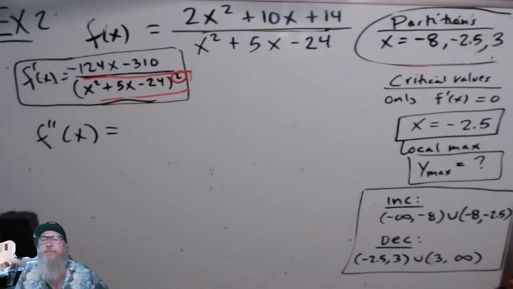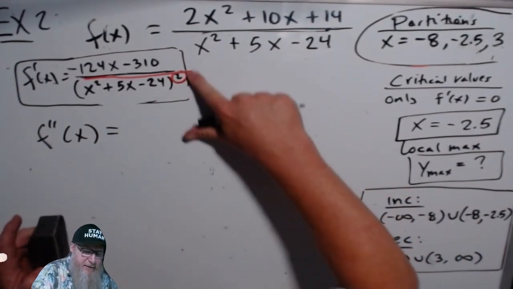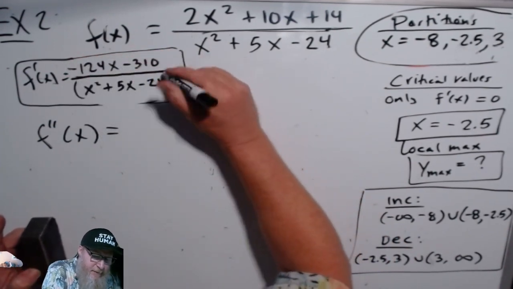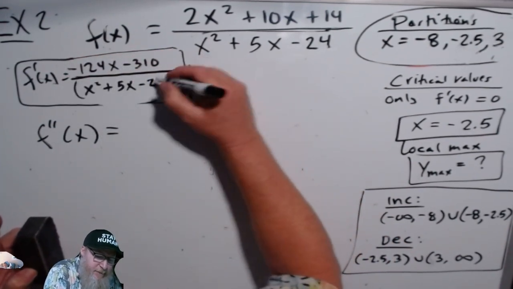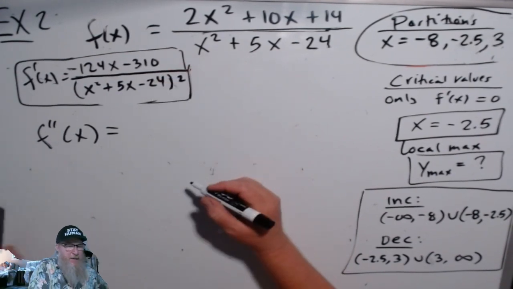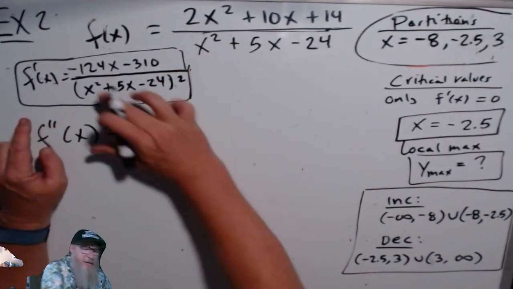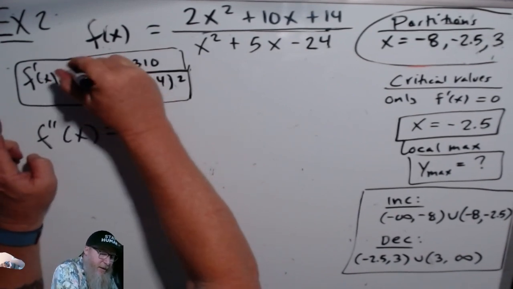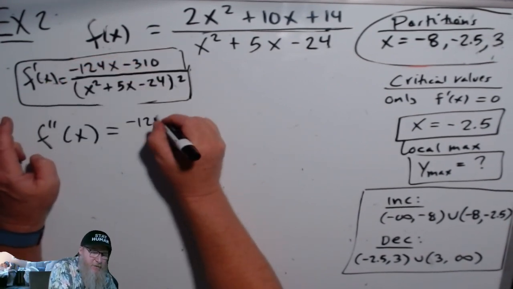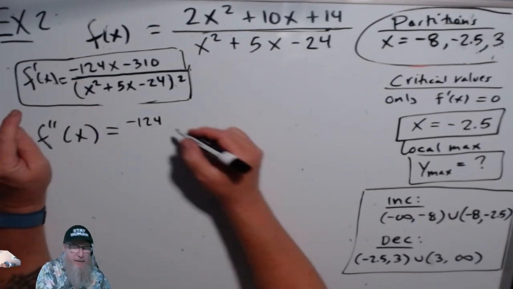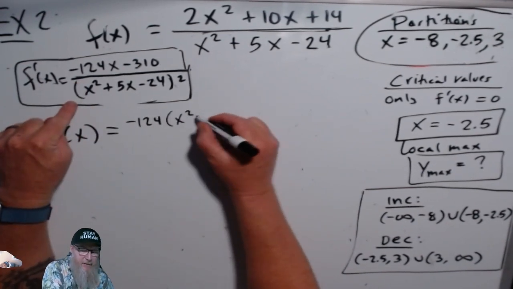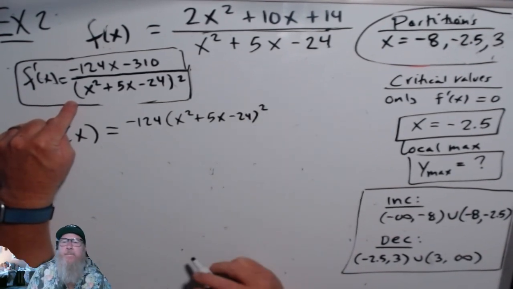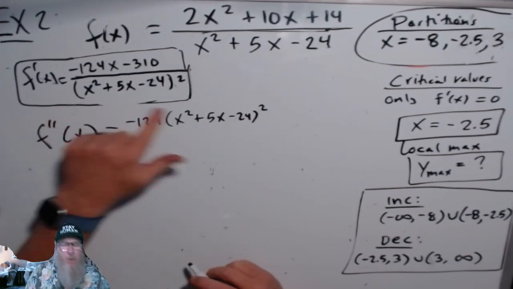Second derivative. All right. It's kind of messy here. Let me get rid of some of this messiness. There we go. Okay, second derivative. Derivative of the top, the derivative of the numerator, negative 124. That's pretty easy. Times the denominator, x squared plus 5x minus 24 squared, the whole thing, including the square.